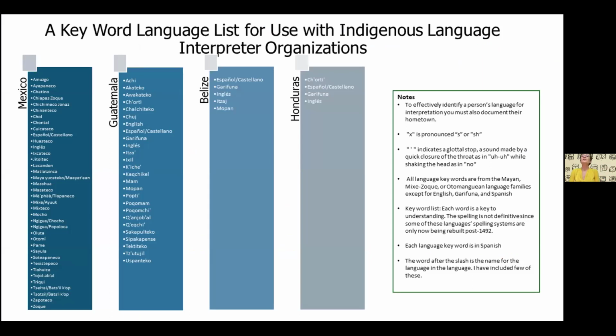So here we have the keyword language list for working with Indigenous language interpreter organizations. You'll see that it's organized by country. I'm going to explain some elements of this. You'll notice that I am calling it a keyword list, and there are several reasons I'm calling it a keyword list.